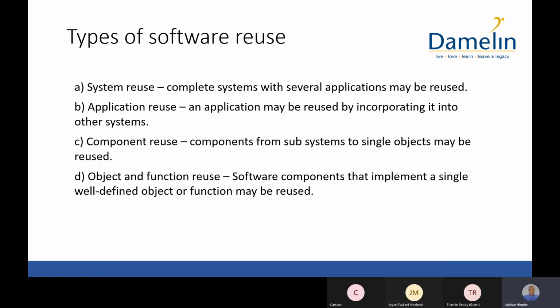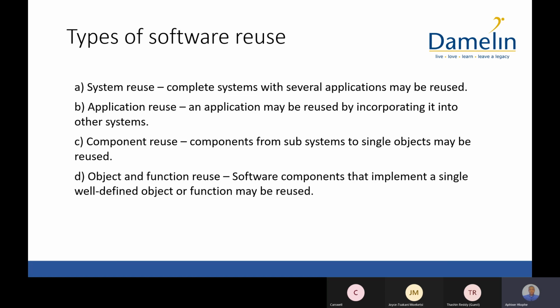So what are the different types of software reuse? We have software reuse at the highest level, reusing systems of systems. And this means that you're reusing the whole package or the whole ecosystem. When you talk about application reuse, the difference is that you're using a specific application within that ecosystem. And what you're actually doing is taking that application and integrating it into your existing ecosystem.